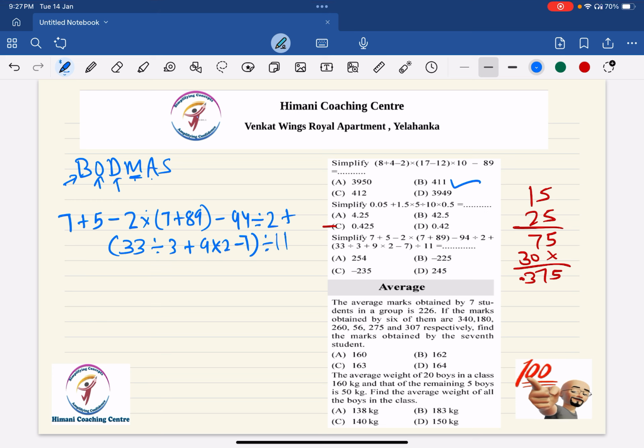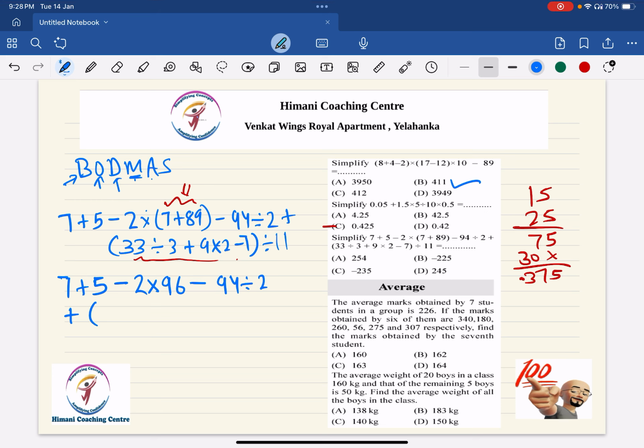Okay. Now let us first solve the brackets. Which bracket? This one and this one. Okay. Now this bracket, this one is easy. 7 plus 89 is 96. So let's do that. So we write 7 plus 5 minus 2 into 96. Okay. Then there is minus 94 divided by 2. Okay. Let us follow the order and then plus.